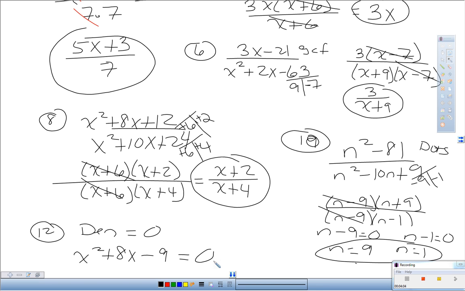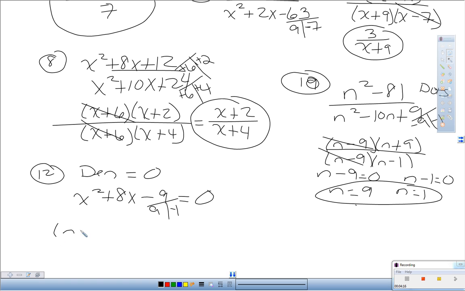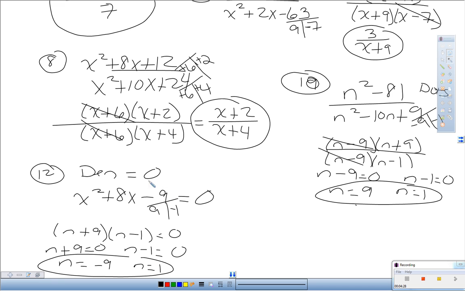So set that equal to 0. And then what I'm going to do is factor this. Factors of 9 are 9 and 1. I'm going to try and get a positive 8, so it'll be 9 and negative 1. So that'll give me n plus 9 and n minus 1. And then set each one of these equal to 0. So if I set each one of these equal to 0, I'm going to get negative 9 and positive 1. That's right, exactly. So again, the directions for 10 and 12 say that you need to state the excluded value.